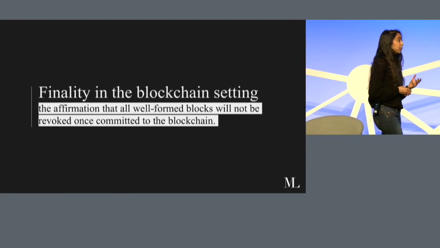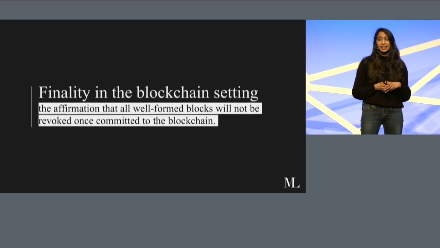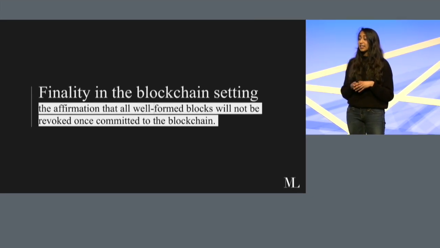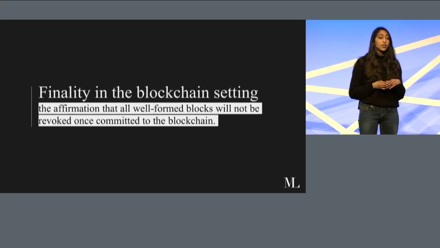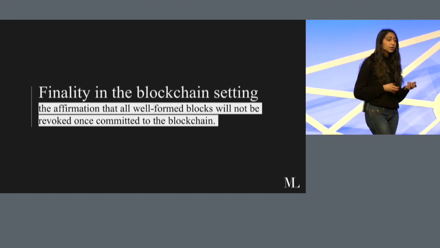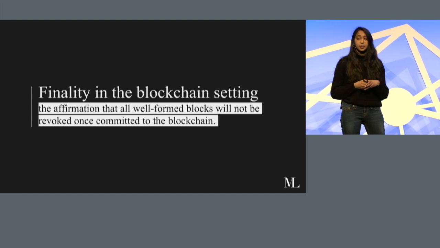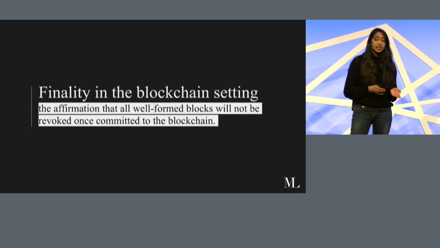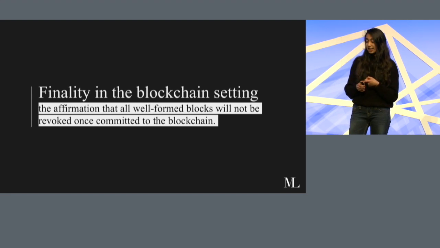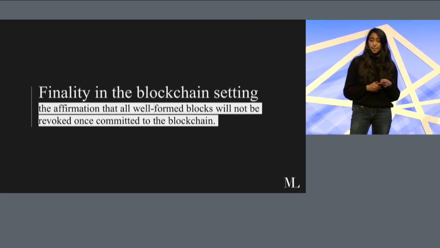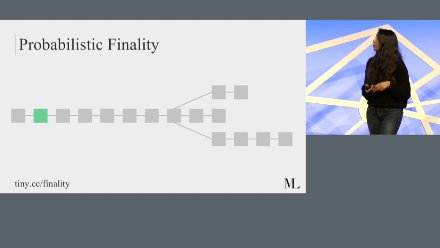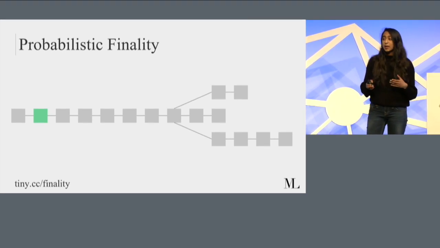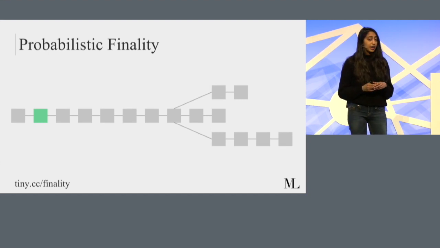The next thing that we'll dive into a little bit more is finality. Finality in the blockchain setting is the affirmation that well-formed blocks won't be revoked once they've been committed to the blockchain. And we'll go ahead and discuss 2 major types of finality: probabilistic finality and absolute finality. Probabilistic finality is probably what, again, we're most familiar with. This is the type of finality that exists in Bitcoin.